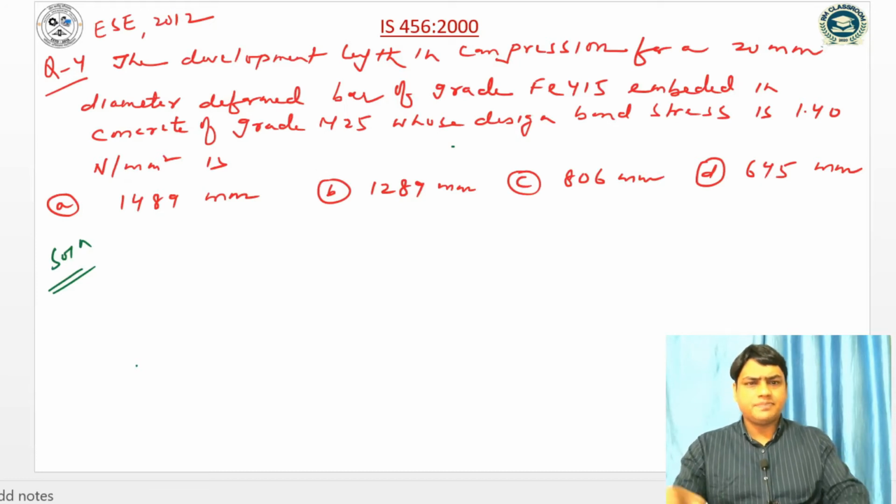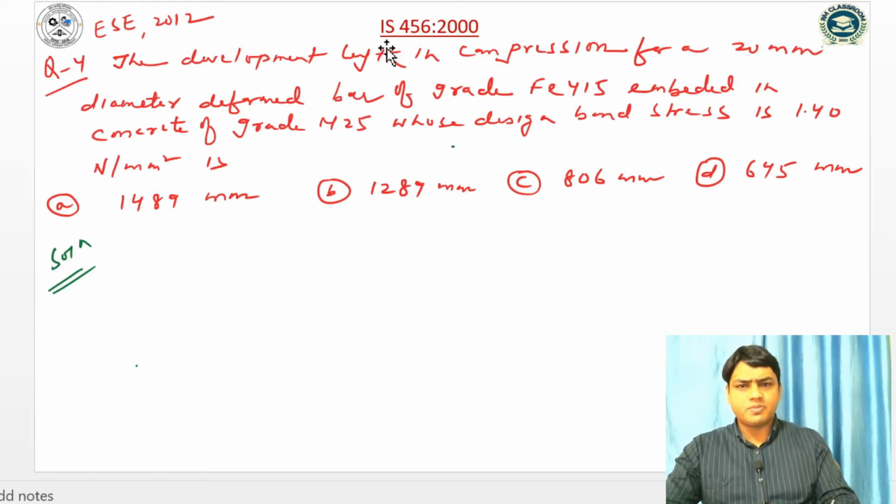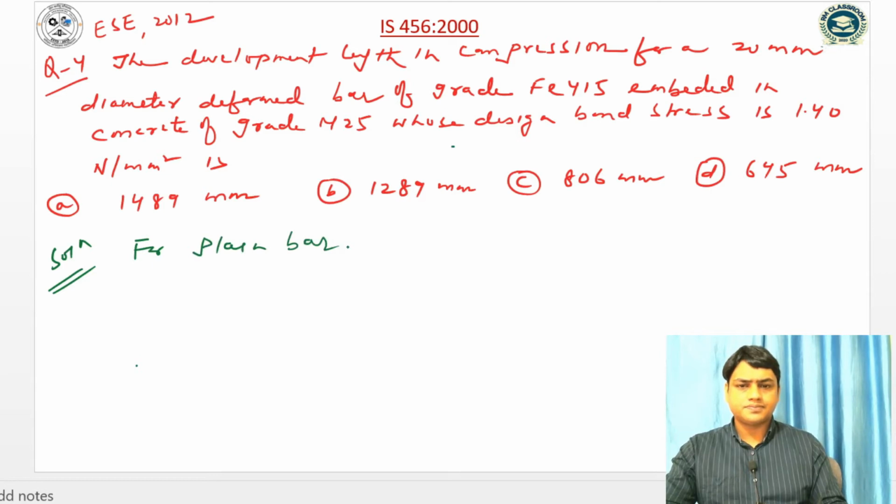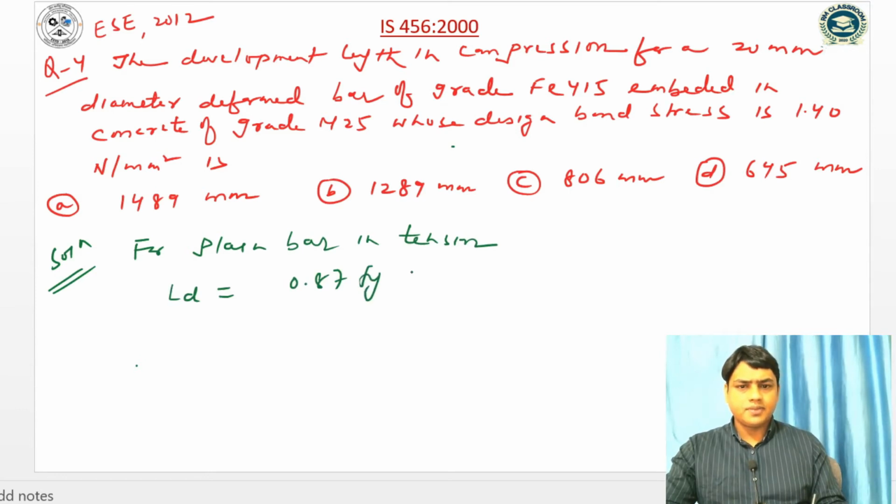So let us take another problem. The development length in compression for a 20 mm diameter deformed bar of grade Fe415 embedded in concrete of grade M25, whose design bond stress is 1.4 Newton per mm square. So we have to find the development length when bars are in compression. So for plain bar in tension, we can write the development length is 0.87 Fy phi divided by 4 tau BD.